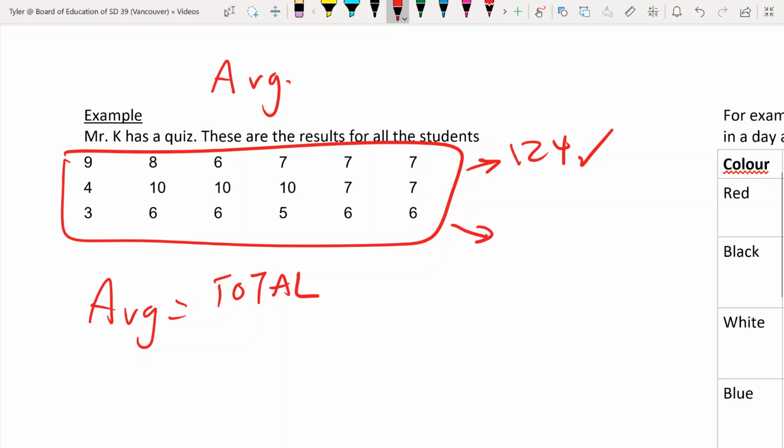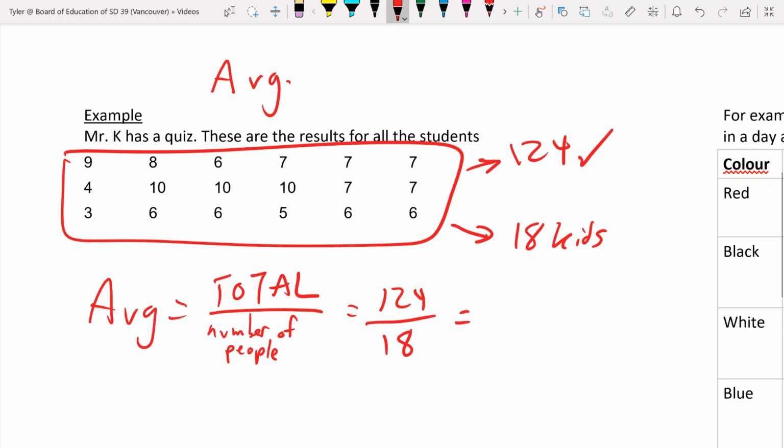So then what you need to do is divide it by the number of people. Number of people, number of responses, whatever. In this case, there's 18 kids. So I'm going to do 124 divided by 18. Okay? So when I do that on my calculator, I get, what's that, like 6.8? Okay? What that means, that number represents the average mark in the class.